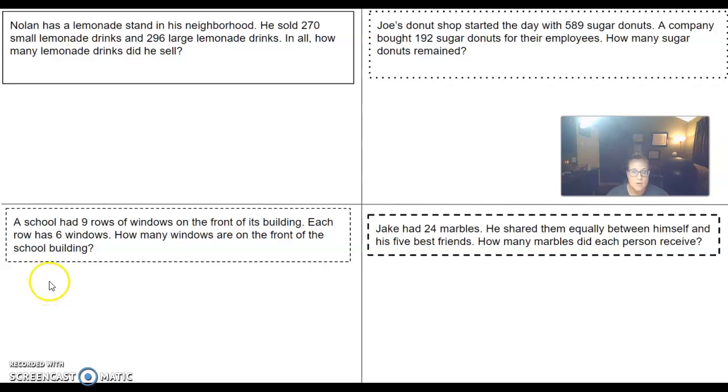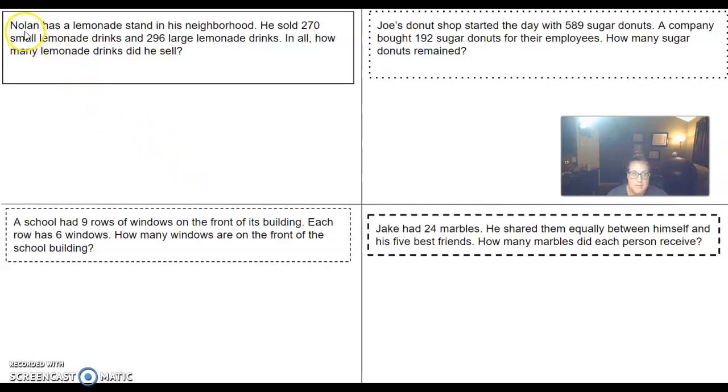Alright guys, today we are going to look at these 4 word problems and we are going to determine if it is a 1-step or a 2-step problem. We are going to determine what operation is being used, and then from there we're going to create a strip diagram and an equation. So let's go ahead and get started because we have a big task at hand.